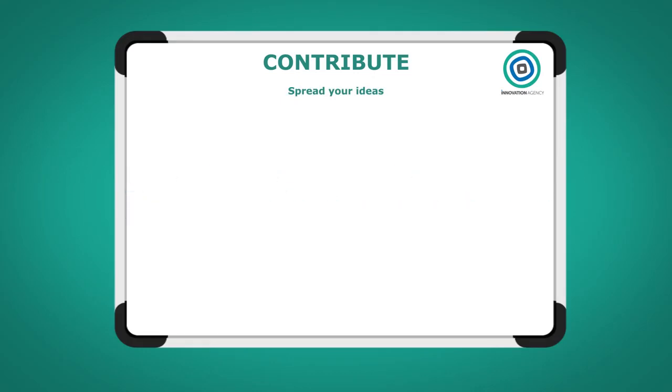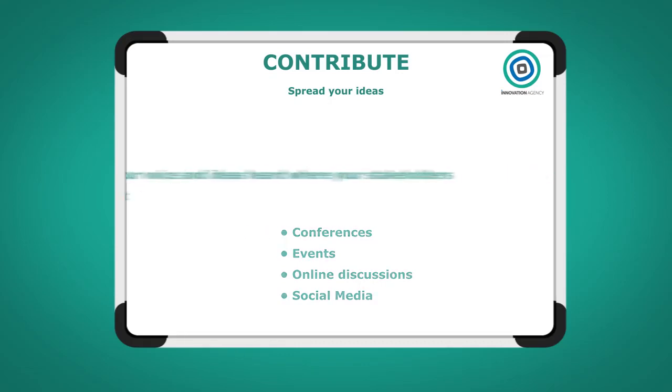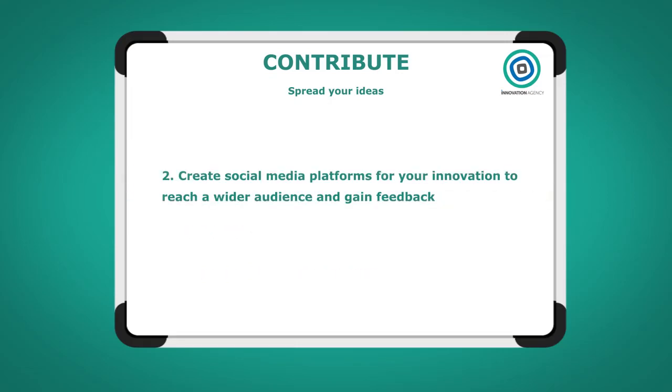Get your voice and ideas heard where your stakeholders hang out. Identify the spaces where you can communicate and network with people who are able to influence spread and uptake of your innovation. This might be at conferences or events and even online discussions. It might also be at key meetings in your organisation. Find out how the governance works and who you need to talk to in order to get a slot on important agendas. Number 2, create social media platforms for your innovation to reach a wider audience.